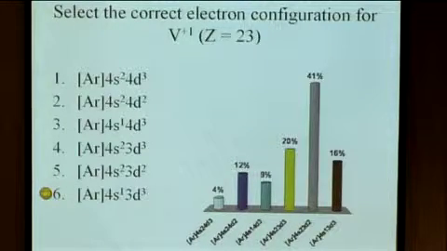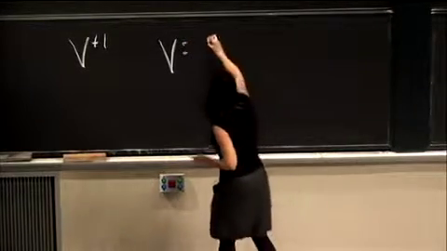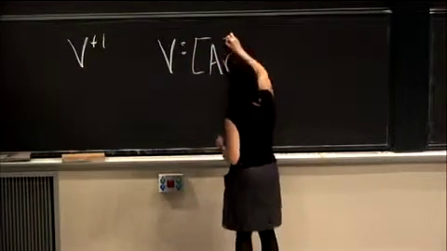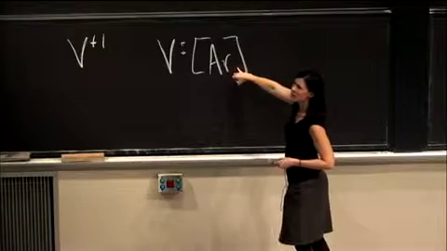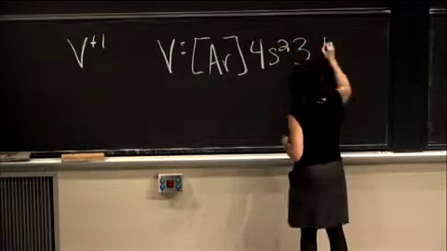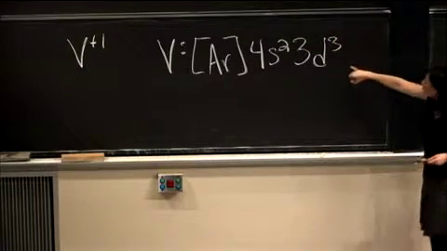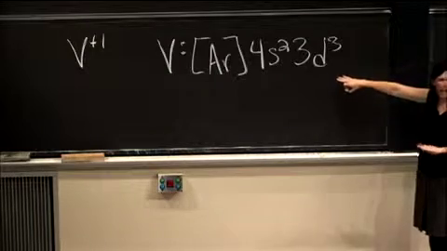So if we were to write it just for the neutral atom itself, we would find that the electron configuration is argon, that's the filled shell in front of it, then 4s2 and 3d3. So this would be for the completely neutral atom.